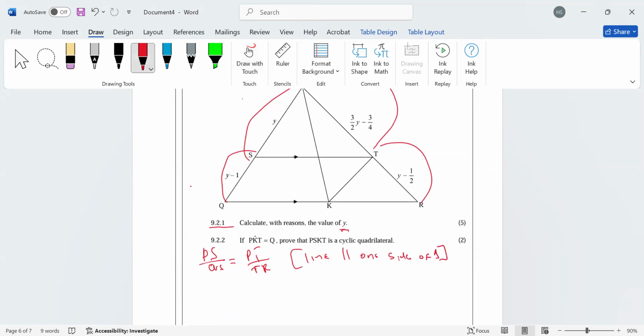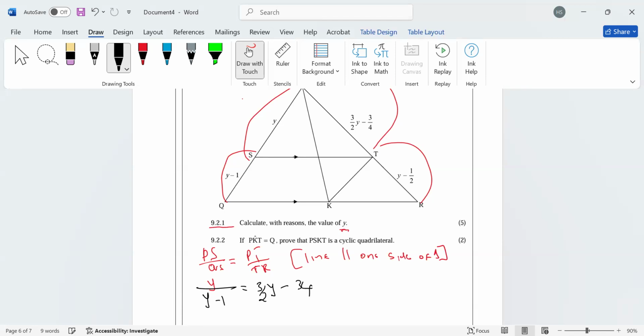PS is Y, so we can tell them this one is Y, and then our SQ is Y minus 1. And then our PT is 3 over 2 Y minus 3 over 4, all over Y minus 1 all over 2.